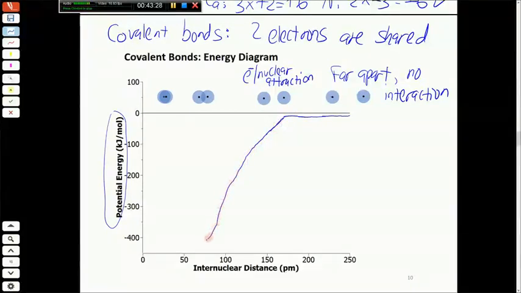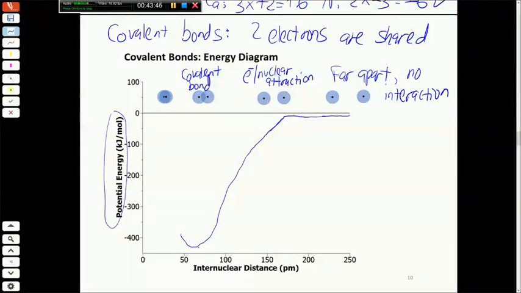And then we get to some position where that energy reaches a minimum. And this is what we would call our covalent bond, where the electrons are completely shared, and you get to a minimum energy, meaning that those two atoms are attracted to each other as strong as they possibly can be.